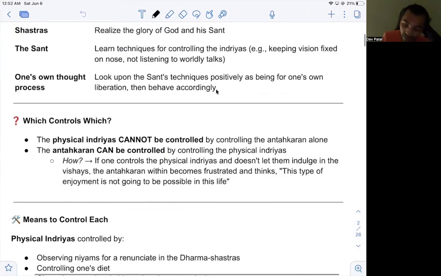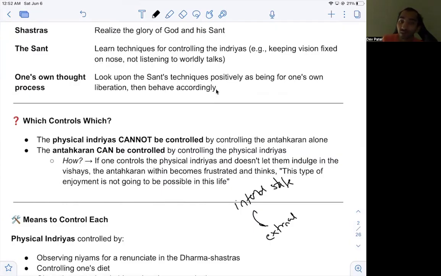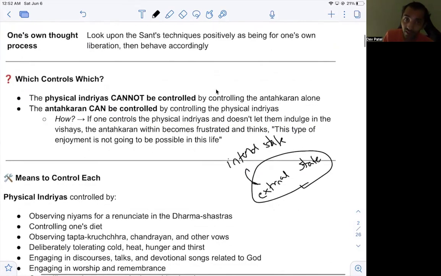So the internal state depends on what the external state is. The external state is dictated by the indriyas. Once the indriyas are controlled, then the internal state, the antakaran, will also be controlled. If you control the physical indriyas and don't let them indulge in the vishayas, the antakaran becomes frustrated and thinks, hey, this type of enjoyment is not going to be possible in this life.